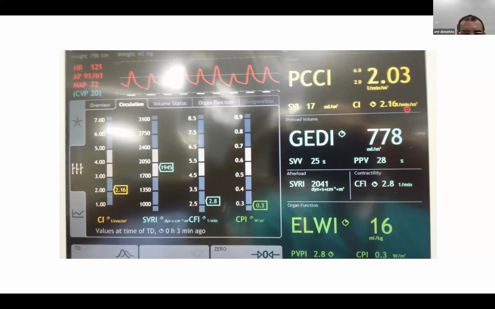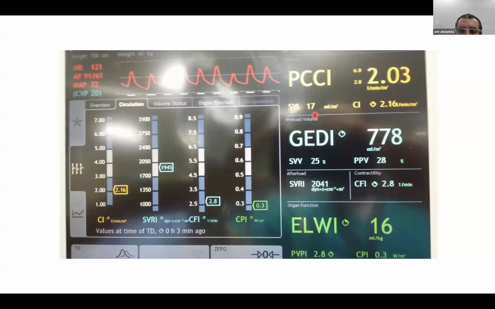By the way, the numbers on the monitor will be reflected as cardiac index and stroke volume index. If you don't know the cardiac index, it's the cardiac output divided by the body surface area, which in an average adult patient is around 1.7. So if the cardiac output is normal, say 5 liters, the cardiac index is supposed to be around 3 because it's divided by 1.7. And if the stroke volume is 70, the stroke volume index should normally be around 50.